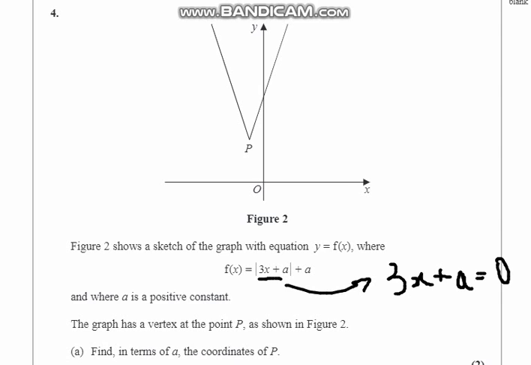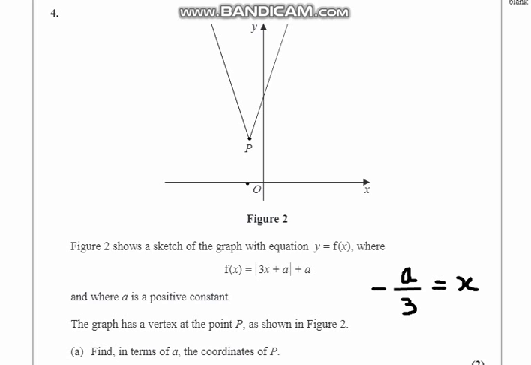Now I can just subtract 3x from both sides, so our a value will be, there you go, a equal to minus 3x. Now I'll just divide by minus 3 on both sides, because I have to make x positive here, so that will give me, there you go, that's our x value in terms of a, minus a upon 3. That's the x coordinate of P.